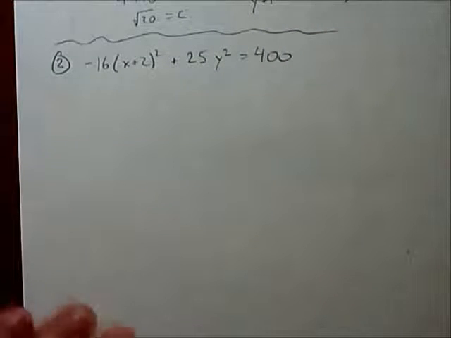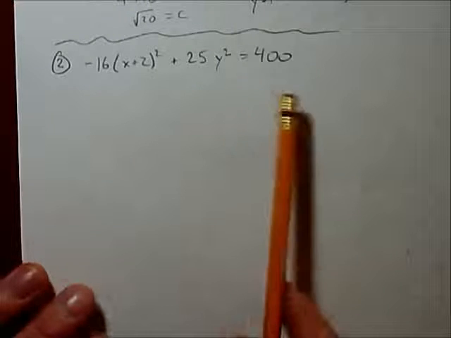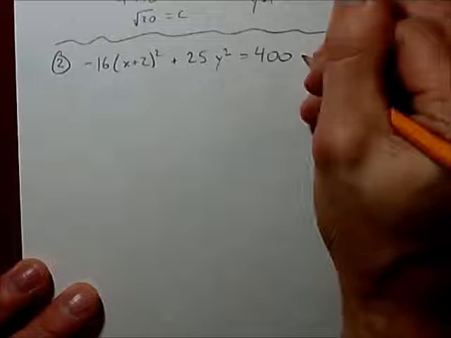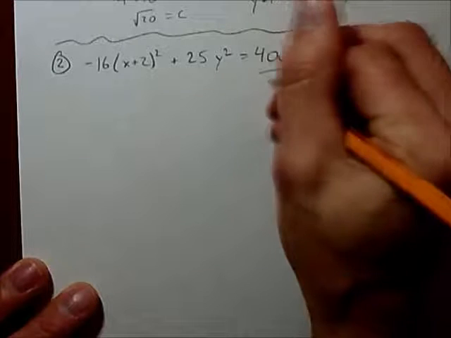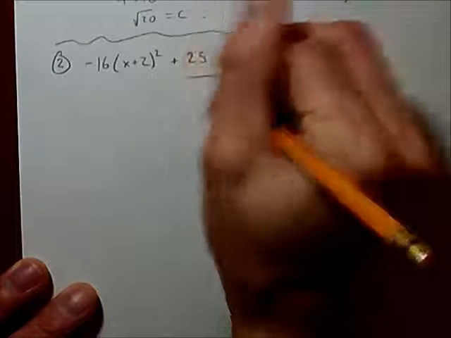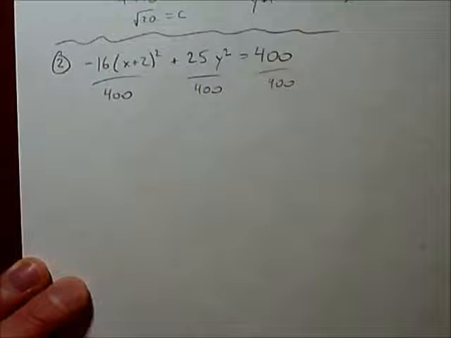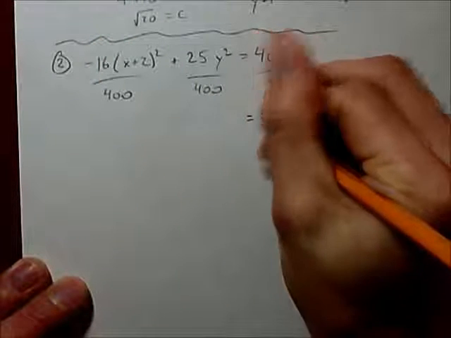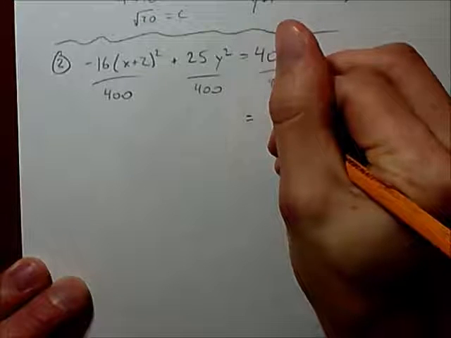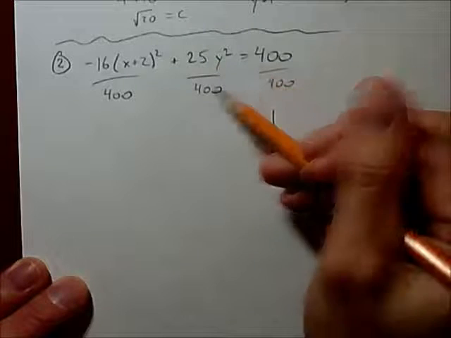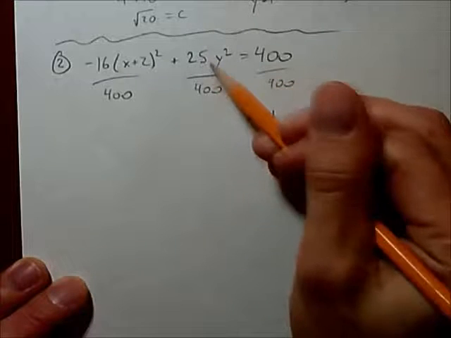Now, to get it into standard form, just like with an ellipse, we want to have a 1 on the right-hand side. So we're going to divide everything by 400. Divided by 400. And we'll see what happens. So, 400 divided by 400 is 1. 25 over 400, both of those will reduce by 25.